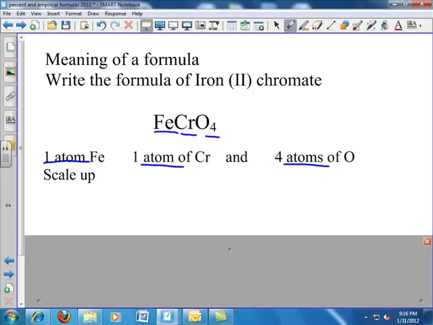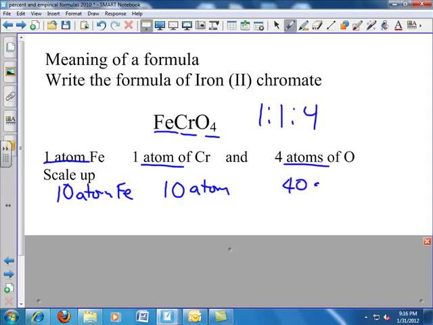Now, if I scale this up, the ratio for these atoms is 1 to 1 to 4. That's the atom ratio. If I had 10 atoms of Fe, how many atoms of chromium would I need? You would say 10, because that's the 1 to 1 ratio. And how many atoms of oxygen? Hopefully you would say 40. If I scale this up even more to 100 atoms of Fe, I would need 100 atoms of chromium, and hopefully you're saying 400 atoms of oxygen.